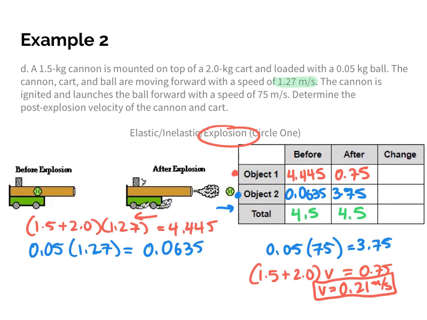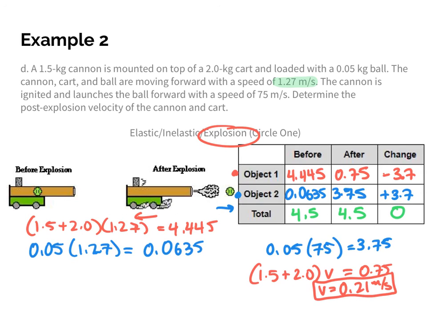And then again, to complete our table, looking at the change, the change is going to be the final minus the initial. So I'm just going to round these answers for you guys. So the cart and cannon are going to, in this case, lose about 3.7 units of momentum. And the tennis ball itself is going to gain 3.7 units of momentum, so that the overall change of momentum for the entire system is going to be 0.